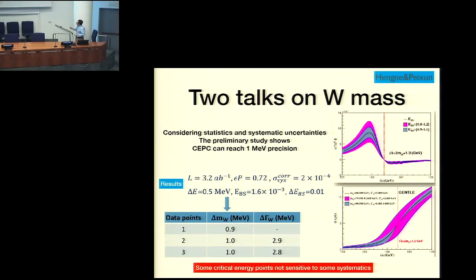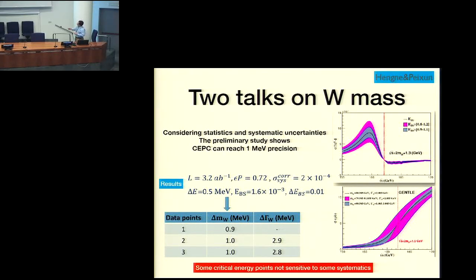For the threshold scan method to measure the W mass, it's very interesting and very promising, and can reach very high precision. In our assumption, the baseline data taking plan is 3.2 inverse attobarn. And we have these kinds of assumptions on the efficiency and purity, correlated to the systematic error, and the beam energy calibration, beam energy spread, and the uncertainty on the beam energy spread.